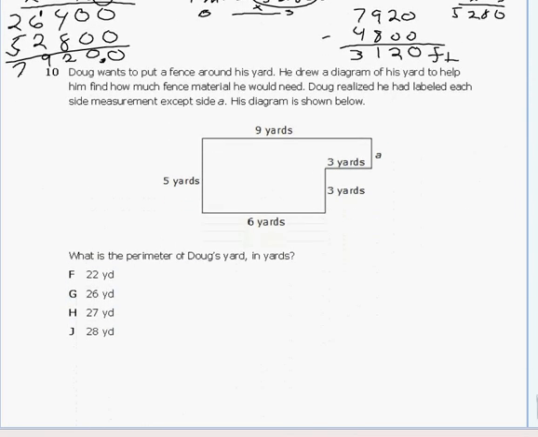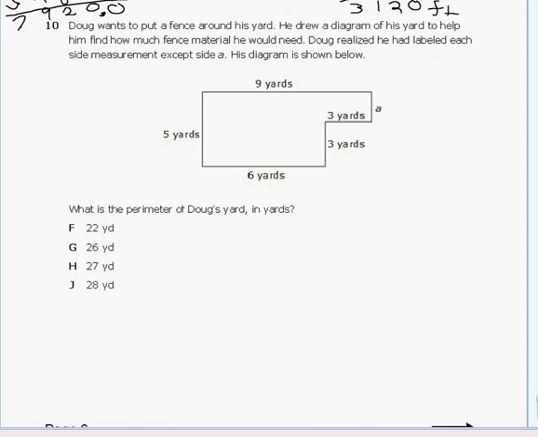Question number 10 says, Doug wants to put a fence around his yard. He drew a diagram of his yard to help him find how much fence material he would need. Doug realized he had labeled each side measurement except side A. His diagram is shown below. So we know we need to find the perimeter of this, and to figure out perimeter, I need to add all sides.